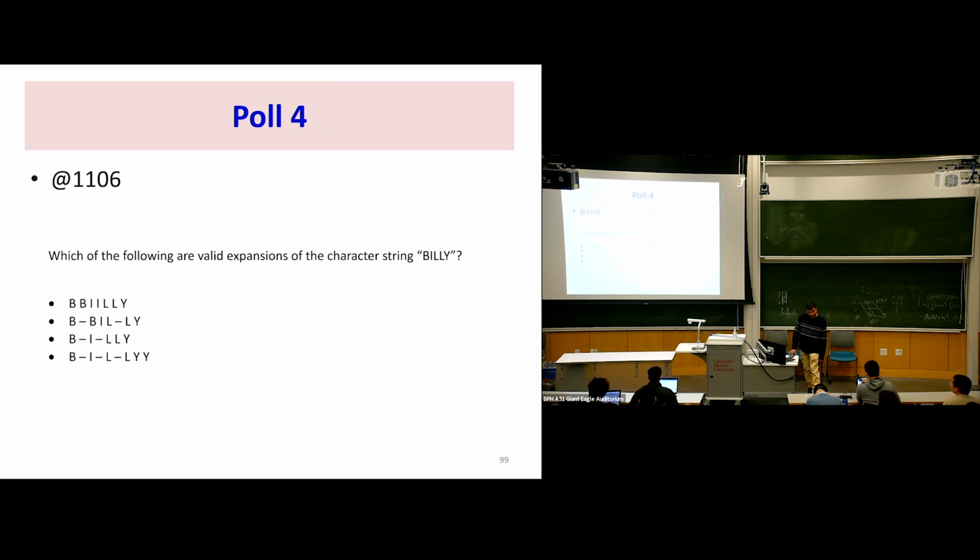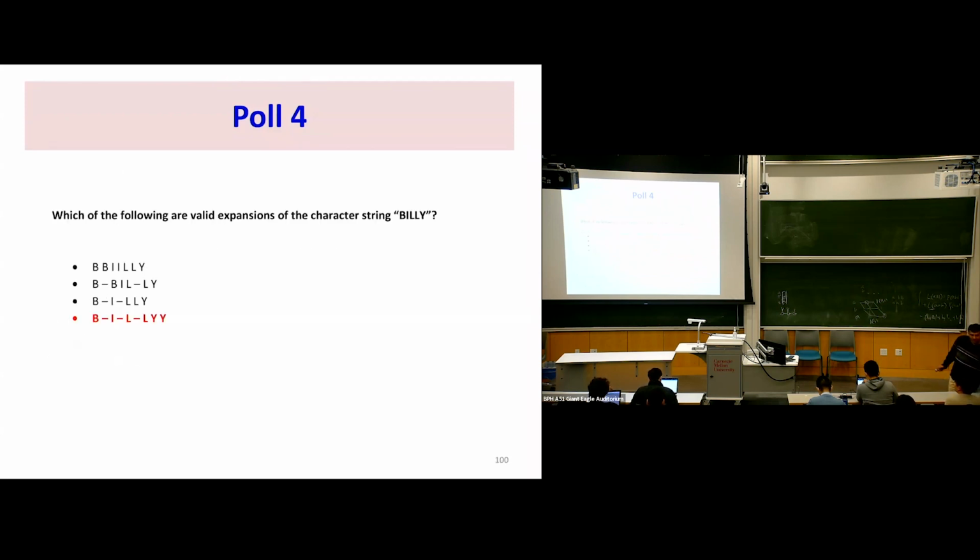Okay, this is easy, 5 seconds. Anyone want to take the answer? Jessica, which one is it? Fourth, right? That's the only one that stays. Because here this simply becomes BILY. This becomes BBILLY. This becomes BILY again. And this becomes BILLY, correct? So you see how this works.